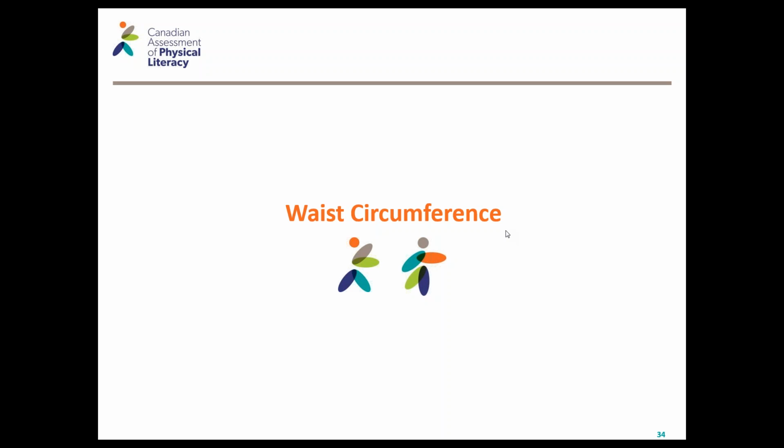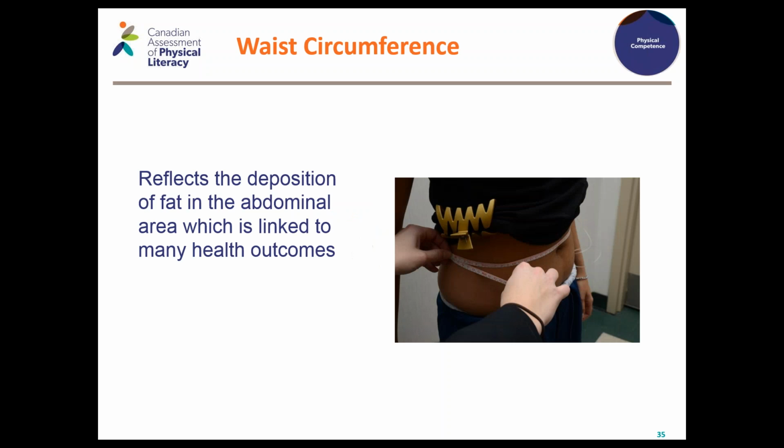Okay, so waist circumference. This one from my previous presentations has been the most, I would say, controversial. So this portion, I'm just going to tell you how we go about doing the waist circumference measurement and how it isn't as scary as it seems, and it can be done in a safe and friendly environment for the child. So again, it is in the physical competence domain, and it reflects the deposition of fat in the abdominal area, which is linked to many health outcomes, which is again why we incorporate it into the CAPL.